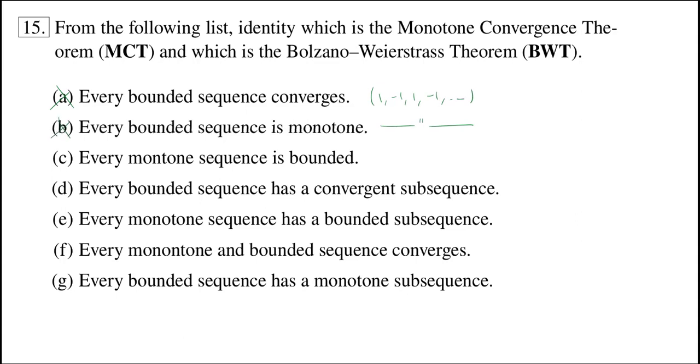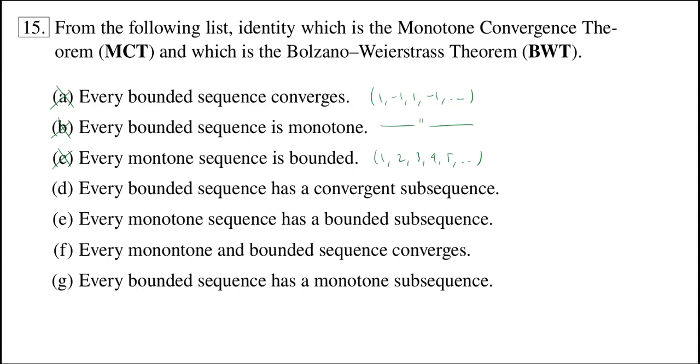Every monotone sequence is bounded. Oh, well, that's easy to break: 1, 2, 3, 4, 5, etc. This is not a true statement. Whew, okay, so 3 false statements. No chance these were the monotone convergence theorem or the Bolzano-Weierstrass theorem.